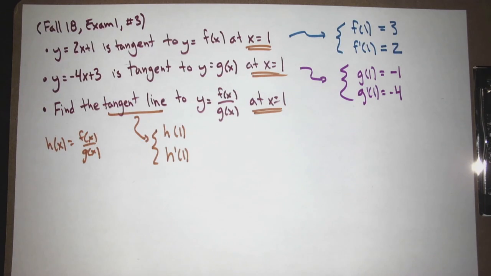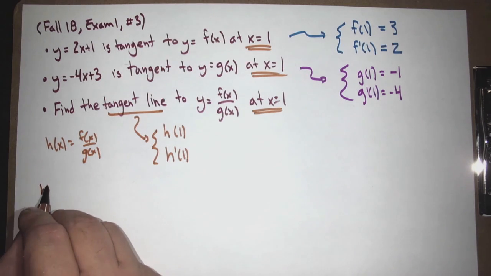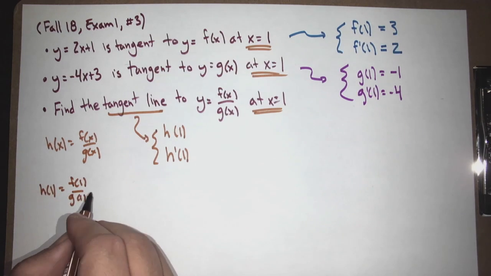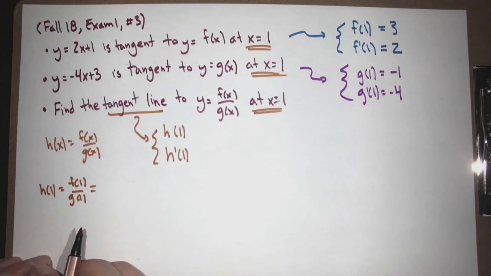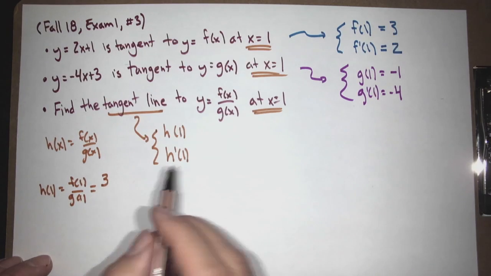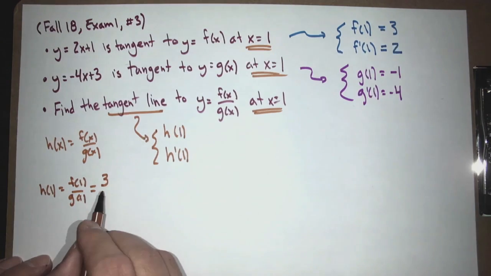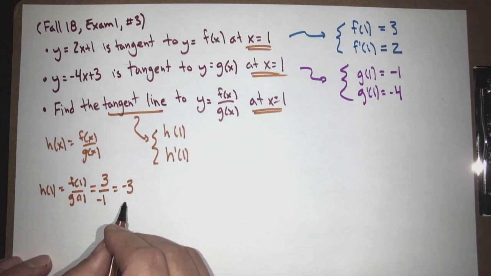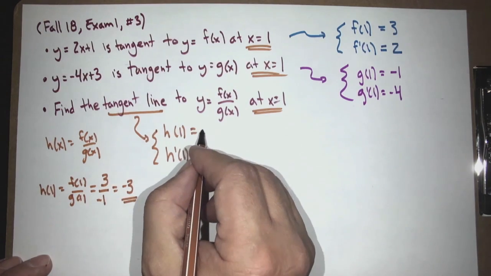All right, I claim one of these is easier than the other. Yes, h of 1 sounds easier to do. So let's do that one first. Okay, so h of 1 is f of 1 over g of 1. What's f of 1? 3, because we said it was. What's g of 1? Negative 1. That gives us negative 3. Okay, so h of 1 is negative 3.